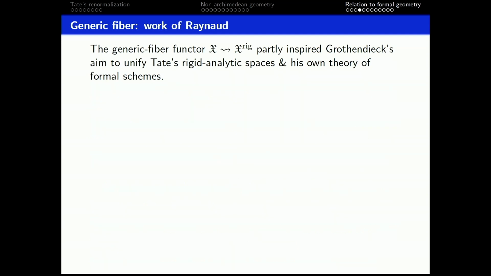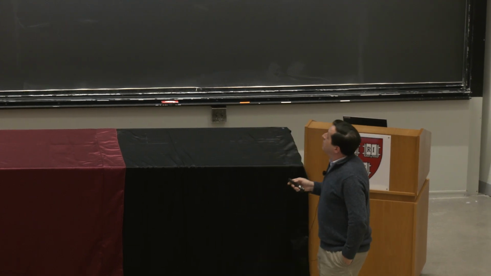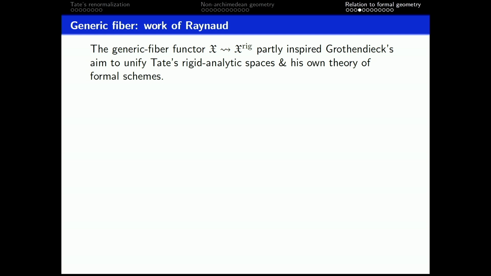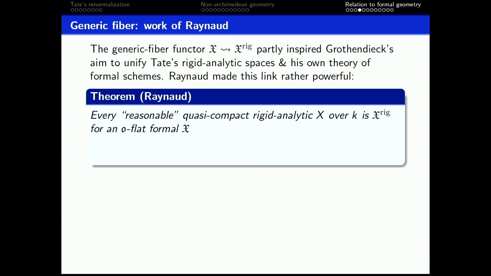Okay, wonderful. So I now want to turn to a more systematic approach to this, because it's going to take us back to the Tate curve in a slightly different way. So we have this functor. Starting from a formal scheme, we have this rigid analytic generic fiber by inverting p on all of the coordinate rings. And as I said, this was one of the inspirations behind Grothendieck's dream of unifying Tate's rigid analytic spaces along with the theory of formal schemes.